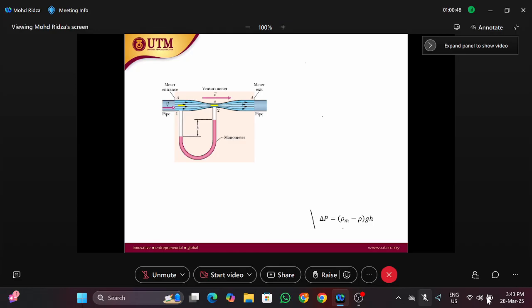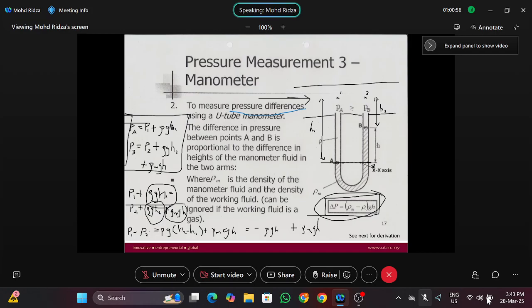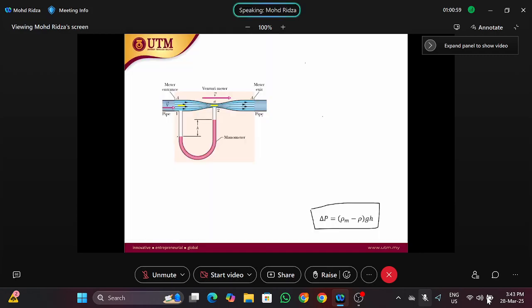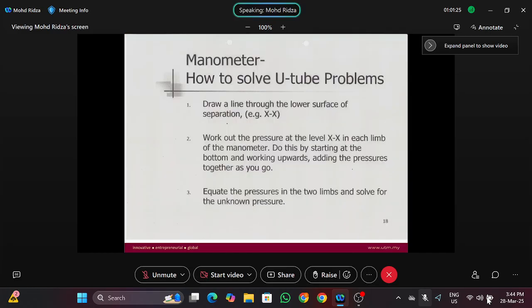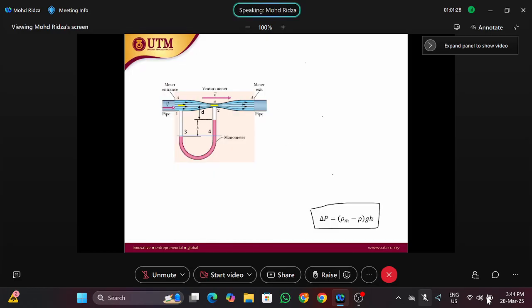This is the solution. The change in pressure equals rho M minus rho G H, the same as before. The same steps as before: you give a number 0.4, you give a number 0.3. Why do we pick these two locations? Because these are the 2 points that have the same pressure. It's the same elevation, connected by the same fluid, and it's not moving. And then you give some reference, the height from point 2 to point A. From there, the same concept as before, you can derive this.